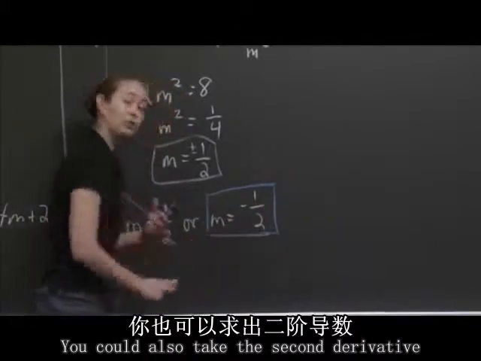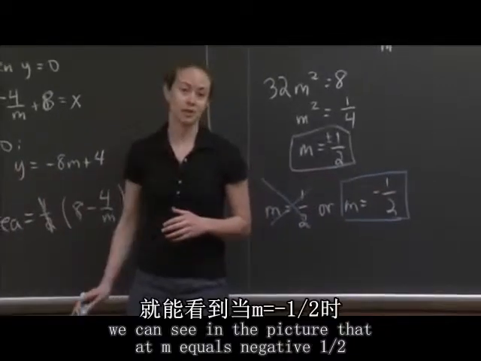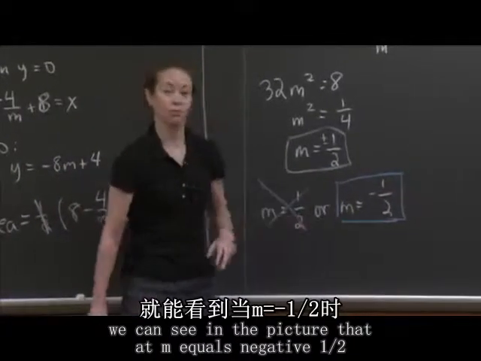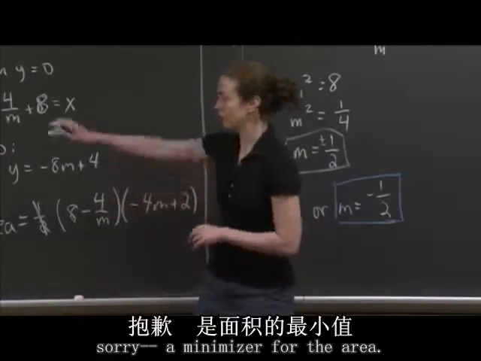You could also take the second derivative and run the second derivative test. But even geometrically, we can see in the picture that at m equals negative 1/2, we actually get a minimizer for the area.